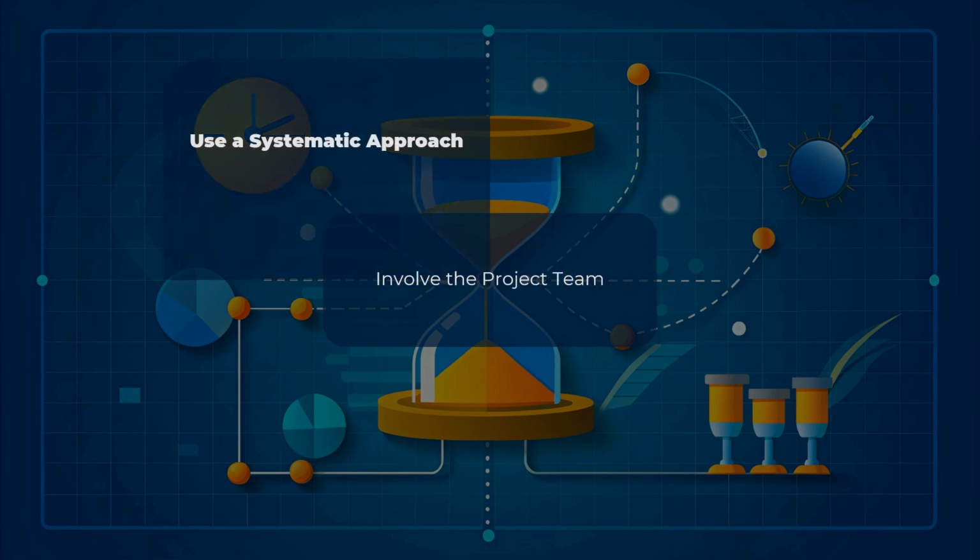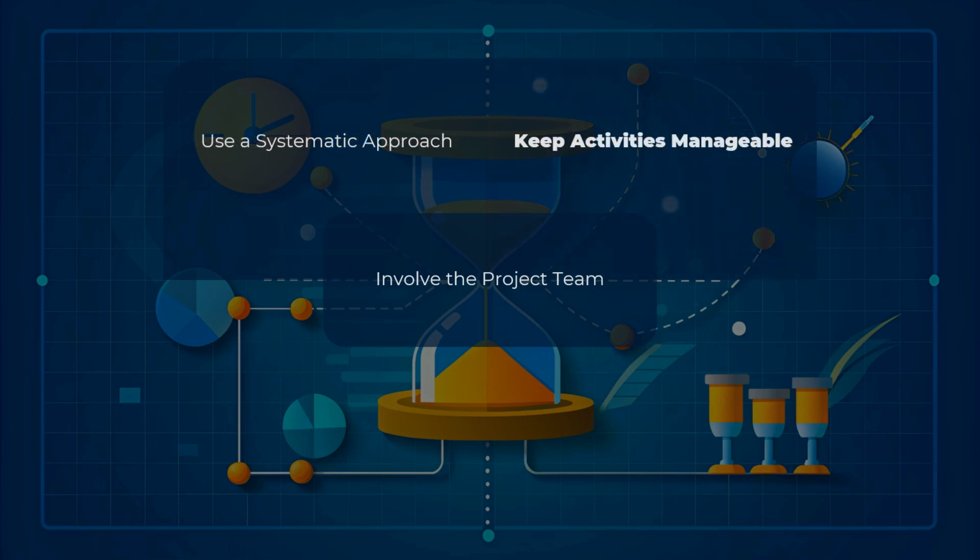Using a systematic approach is crucial for defining project activities. Structured methods: employ structured methods such as the work breakdown structure to ensure all project aspects are covered. Consistency: a systematic approach ensures consistency in how activities are defined and documented, making it easier to track and manage them throughout the project lifecycle.